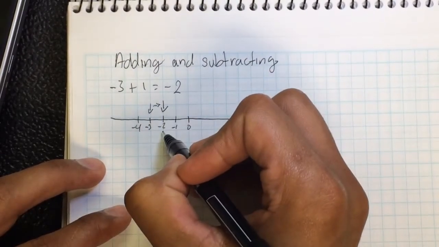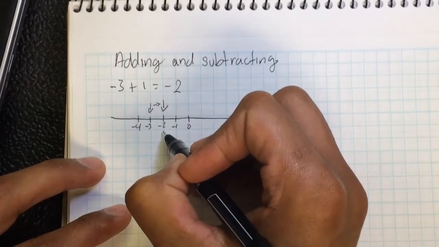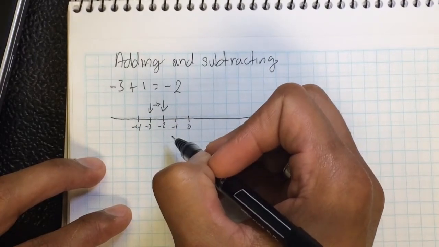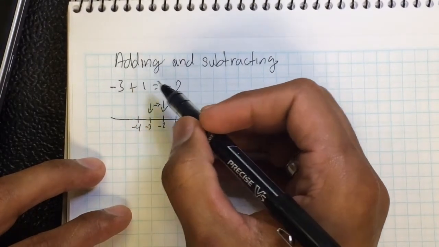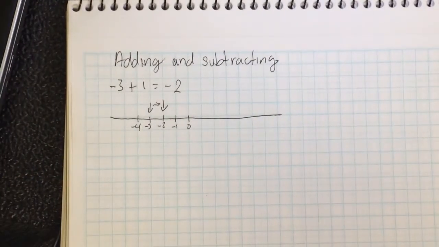What number is this? Myra? -2. Is that the same answer? Yeah. Exactly.